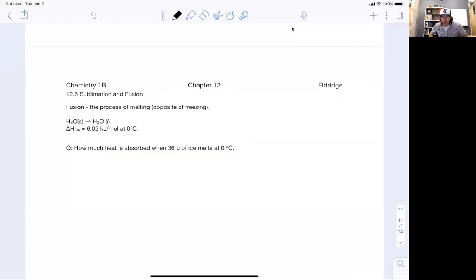Welcome to 12.6 on sublimation and fusion. We're going to mainly focus on fusion. I think this will be a pretty short section. It's very similar to the last one, but now we're focusing on the solid to liquid.